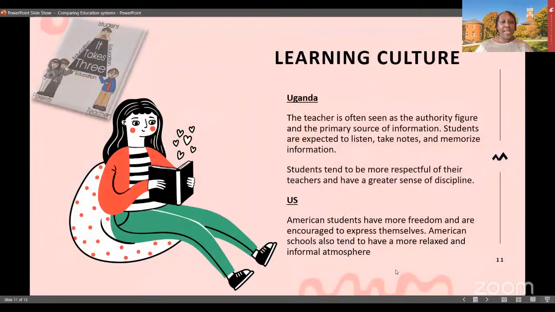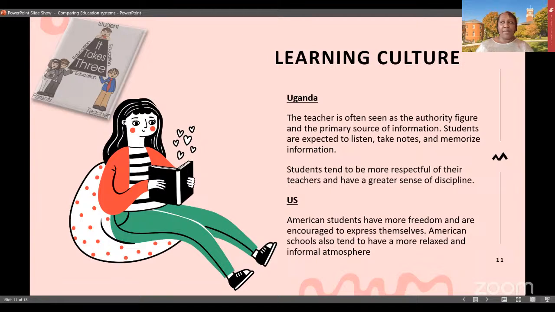Moving on. The learning culture in Uganda, the teacher is often seen as the authority figure and the primary source of information. Students are expected to listen, take notes, memorize information, and students tend to be more respectful of their teachers and have a great sense of discipline. Whereas in the US, the American students have more freedom and are encouraged to express themselves. American schools tend to have a more relaxed and informal atmosphere.